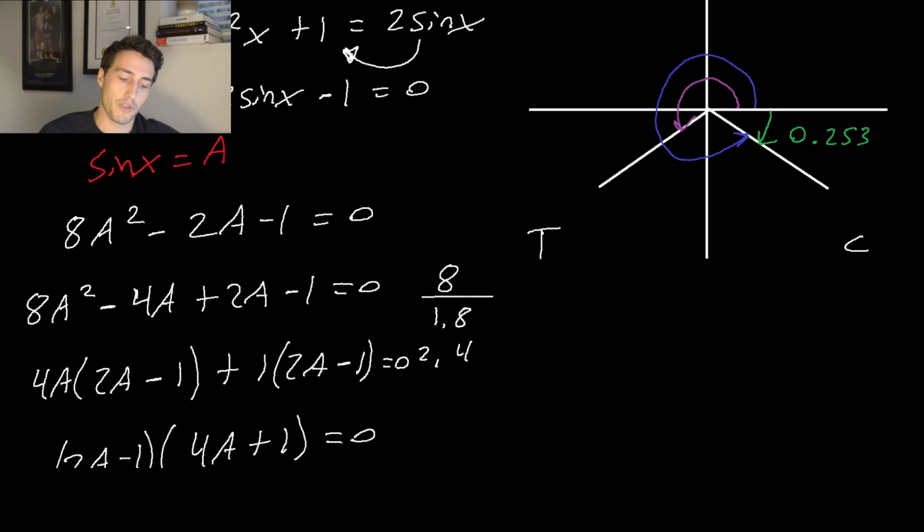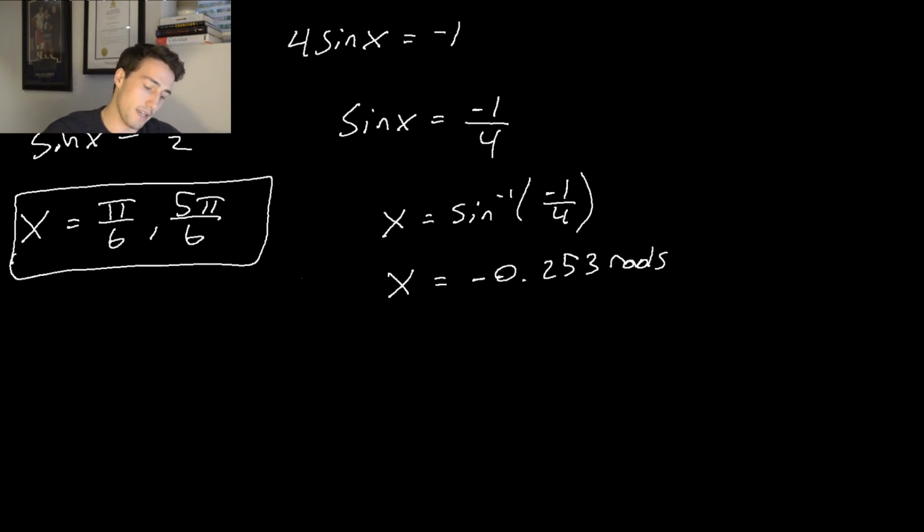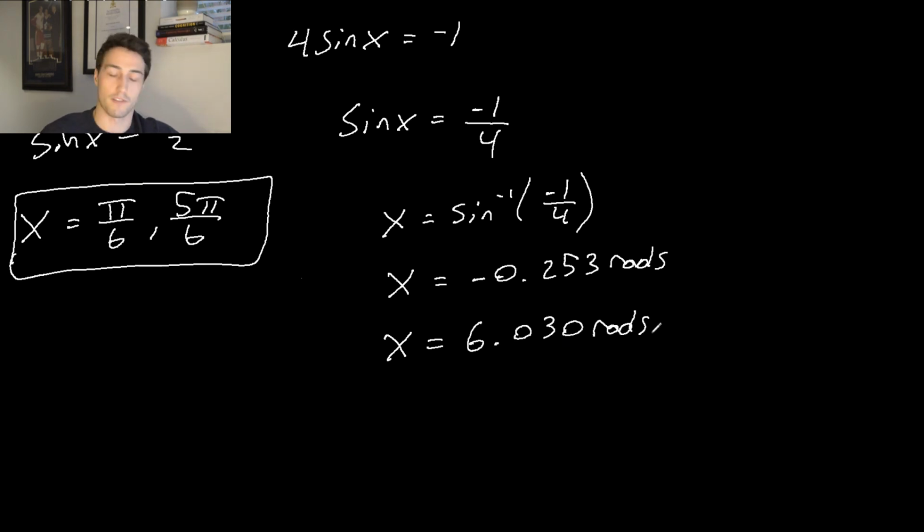But typically we don't do it that way, so I'm going to do 2 pi, and then I'm going to say minus 0.253, and that's going to give me this blue angle. So I'm going to get one of the angles to be x is equal to 6.030 rads. So that's one of the solutions.